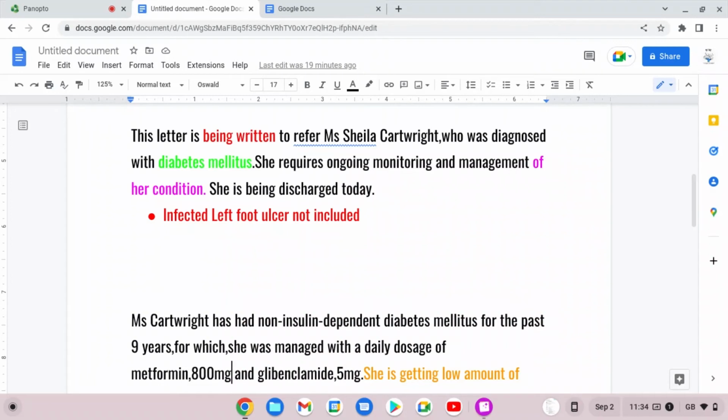It's not up to the mark. That's what we are saying. So Miss Cartwright has had non-insulin dependent diabetes mellitus for the past 9 years, for which she was managed with a daily dosage of metformin 800 mg and glibenclamide 5 milligram. Okay, so that's important information.